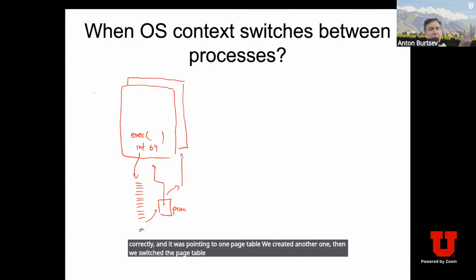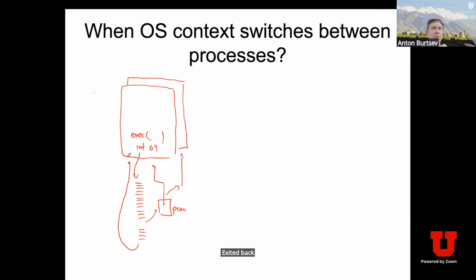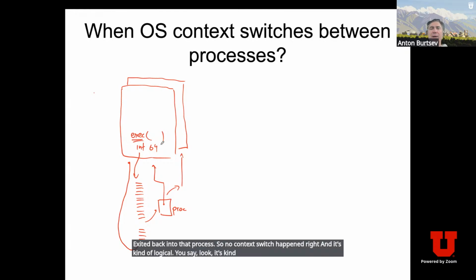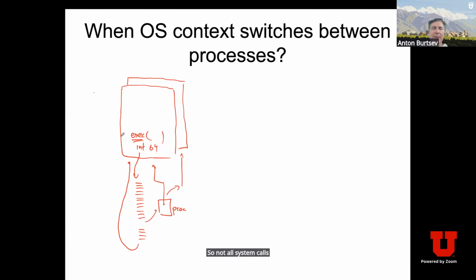But it looked to me that after that, we actually exited back into that process. So no context switch happened, right? And it's kind of logical. It's like calling a function of a library, so you don't really have to switch here. So not all system calls will switch, but which ones?